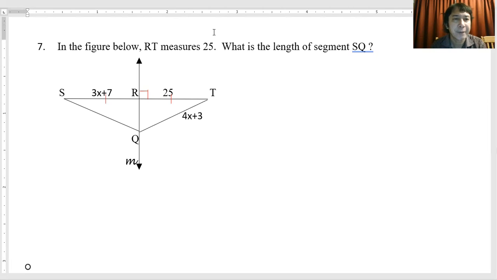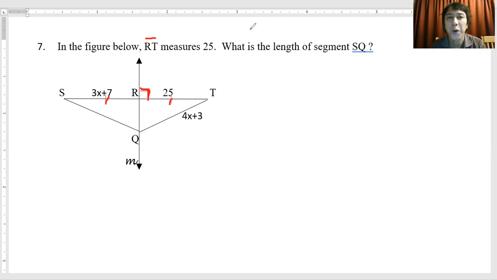In the figure below, this is a segment RT. RT measures 25, and the 25 is already marked in the drawing. We can also see other parts of the drawing with the markings of right angles and this segment equal to this segment. And so we can conclude that the line M is at right angles with segment ST, and it divides the segment into 2 equal parts. Therefore, line M is a perpendicular bisector of ST.